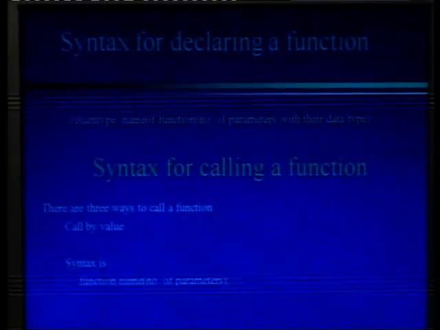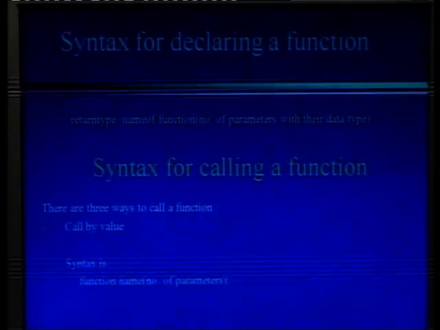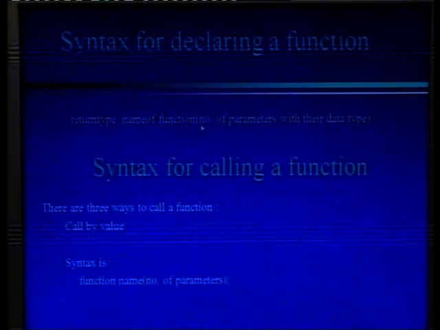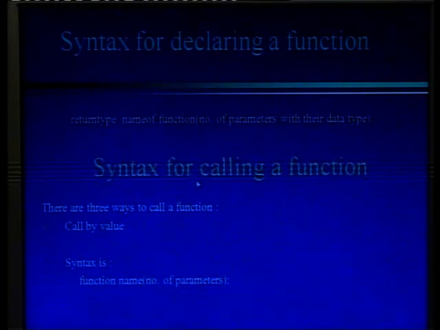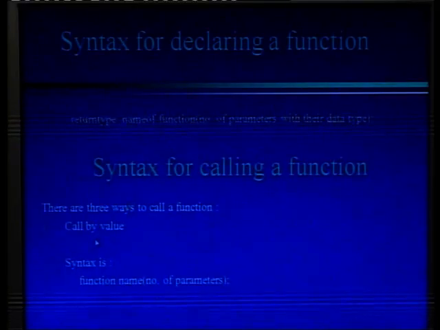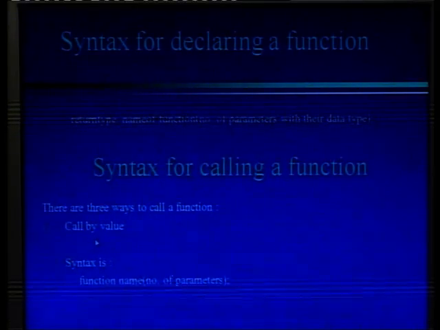How to declare a function. Syntax for declaring a function is return type, then name of function, parenthesis, arguments with their data types, and then semicolon. And the last thing is how to call a function. We have three methods to call a function: call by value, call by reference, and the last one, call by address.